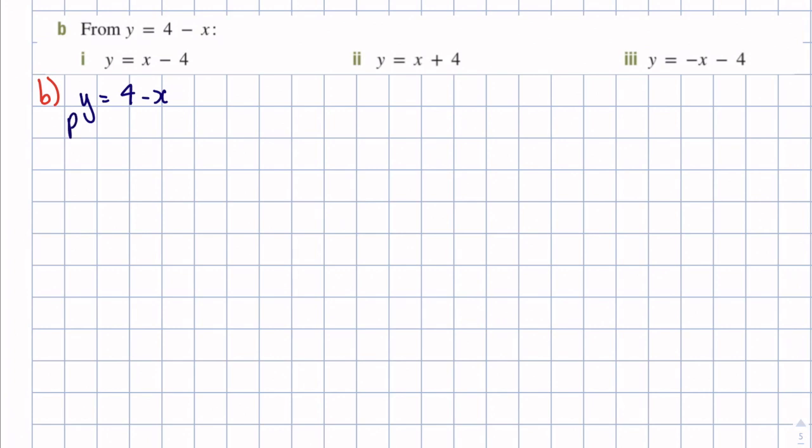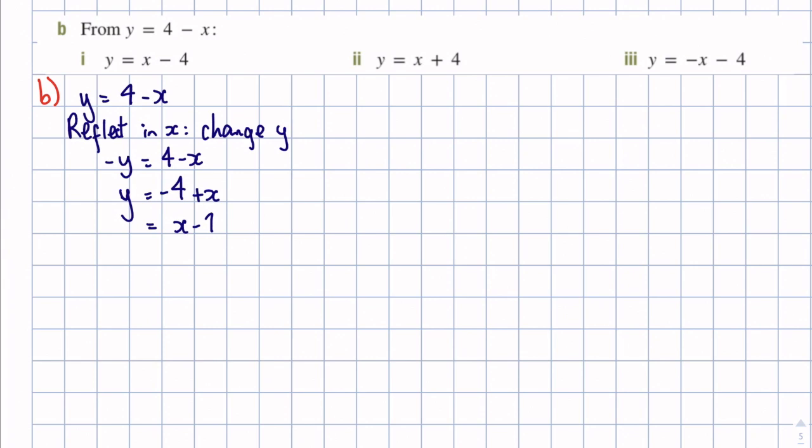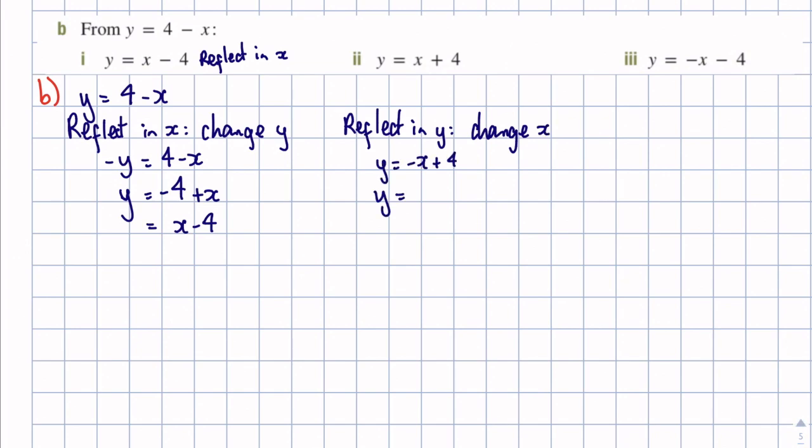If we reflect in x, we would change y. So we would have minus y equals 4 take x, which means if we want to get rid of the minus, we divide everything by -1, which means we change the sign of everything: minus 4 plus x, which is the same as x take 4, which is this one, reflect in x. If we want to reflect in y, change x. So we have y equals minus x plus 4, which is the same as y equals 4 take x.